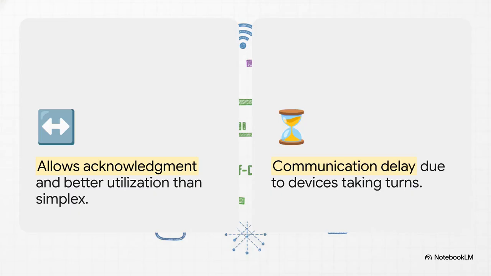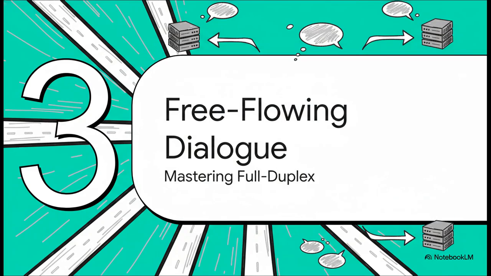So once again, there's a trade-off. It's a huge improvement on simplex, no doubt, because you can get that all-important confirmation that your message was received. But the big drawback is that delay. All that time spent waiting your turn just makes it way less efficient than a real, natural conversation. So how do we get rid of that waiting game? Well, we need to open up all the lanes of traffic and turn that two-way street into a full-blown superhighway.